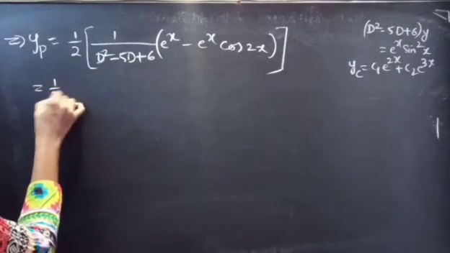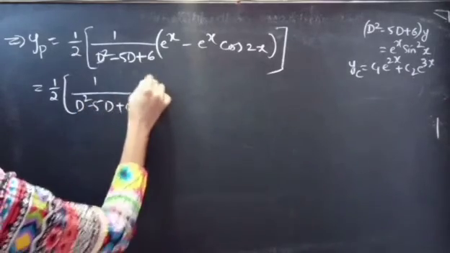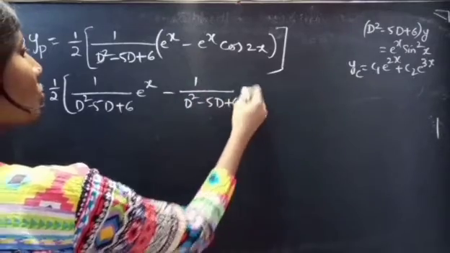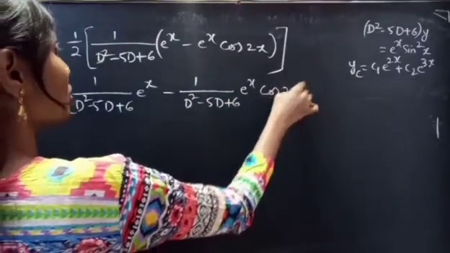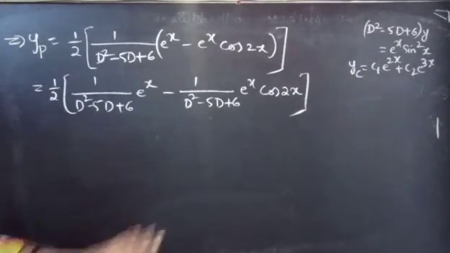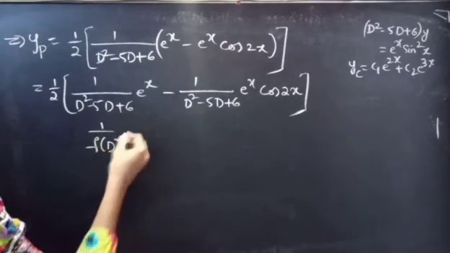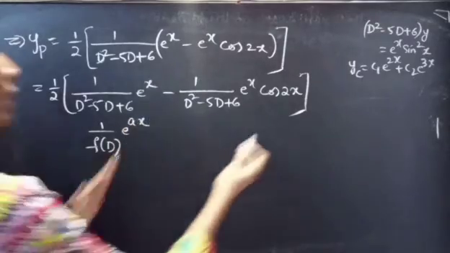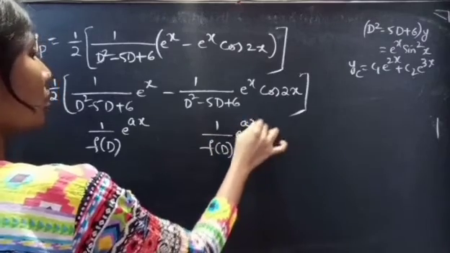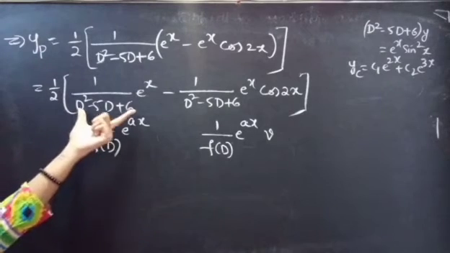This becomes 1/2 into 1/(D² − 5D + 6) into e^x minus 1/(D² − 5D + 6) into e^x cos 2x. Now we'll find each term separately, right? So here the first term is of the form 1/f(D) into e^(ax), and the second term is of the form 1/f(D) into e^(ax) into V. Okay, so let's begin with the first term.